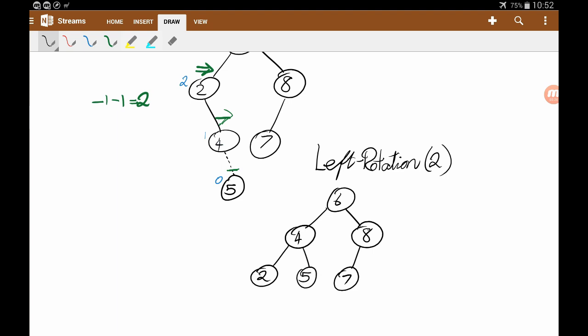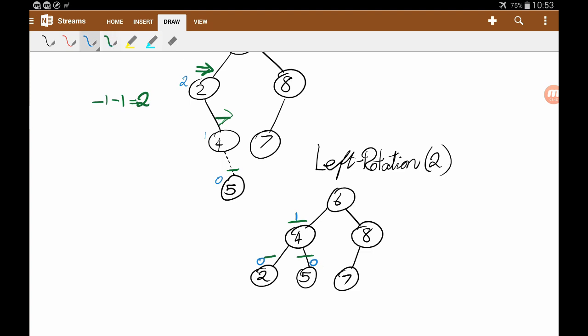And we see that that tree is now balanced. If we go in, we can see that the height of 2 is 0, the height of 5 is 0, the height of 4 is 1. And so if we look at the balance, both children on 2 are minus 1, so it's balanced. Both children on 5 are minus 1, so it's balanced. Both children on 4 have height 0, so that's also balanced.